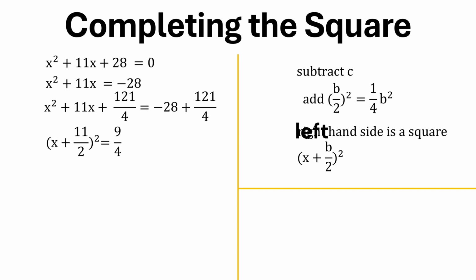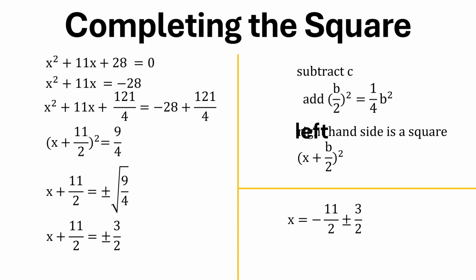The right-hand side computes to 9 over 4. Square root of both sides. We get x plus 11 over 2 equals plus or minus the square root of 9 over 4. We get x plus 11 over 2 equals plus or minus 3 over 2. Therefore, x equals minus 11 over 2, plus or minus 3 over 2. Finally, x equals negative 4 or negative 7, as expected.